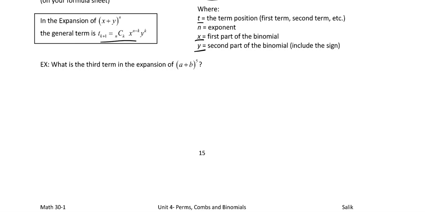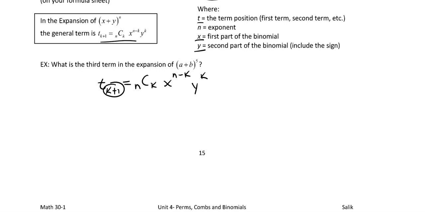Okay, so I'm going to write down the equation again. So this would be t of k plus 1 is equal to n c k x to the power of n minus k, and then y to the power of k. All right, it's not going to be as bad as you guys think when we get going here. So this k plus 1, right?